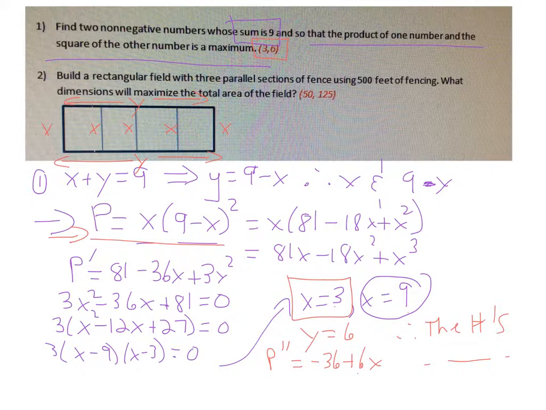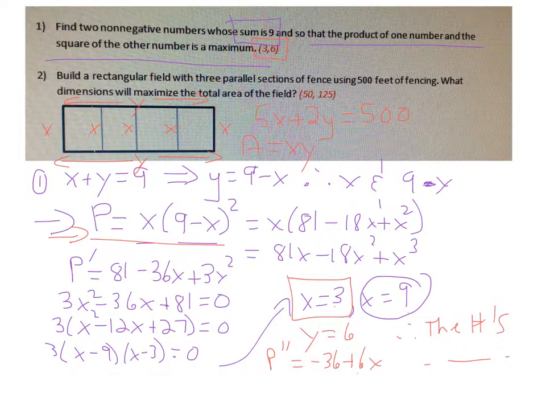So we have 500 feet of fencing. That means that all of my x's, 1, 2, 3, 4, 5 x's, and all of my y's, there are 2 y's, have to add up to a total of 500 feet of fencing. Now, if we want to maximize the amount of area that we're going to get, then we need a formula for area, and the area formula is x times y, or length times width.